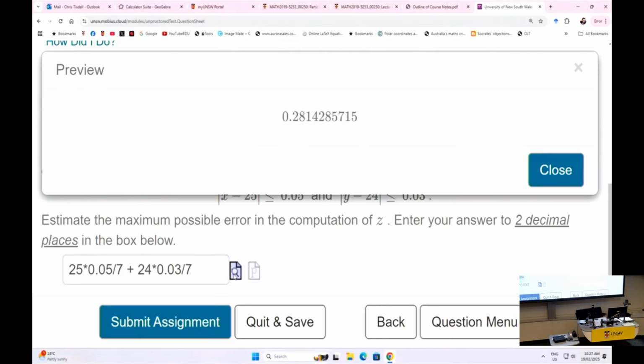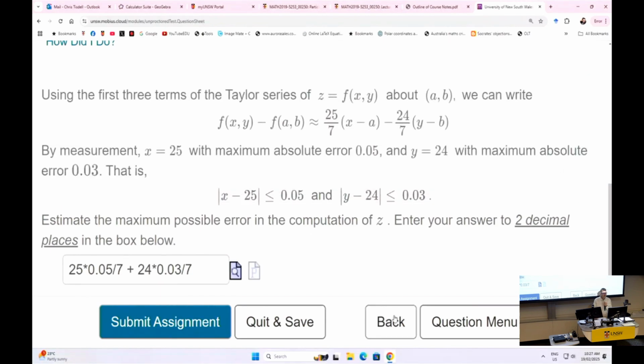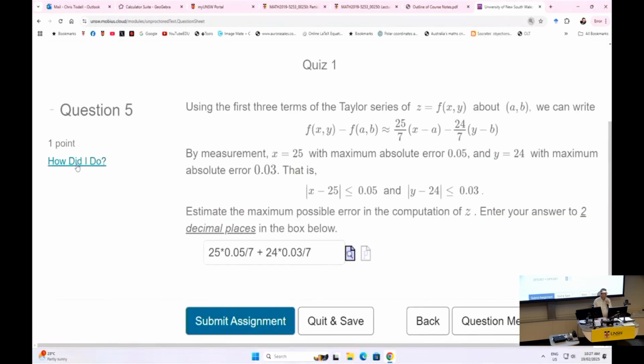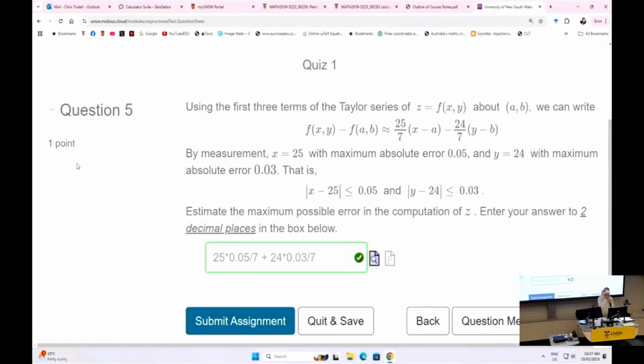Okay, right? But if you put that in, it's wrong. Why is it wrong if I do that? Should we? Yeah, 2 decimal places. So I go here. Oh, okay. That's going to become 0.28. Let's just try it. How did I do? No!